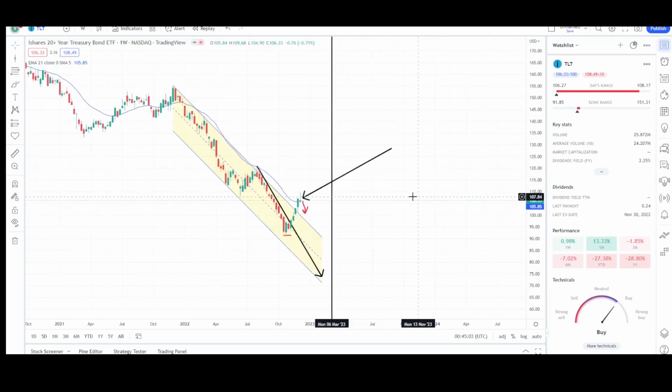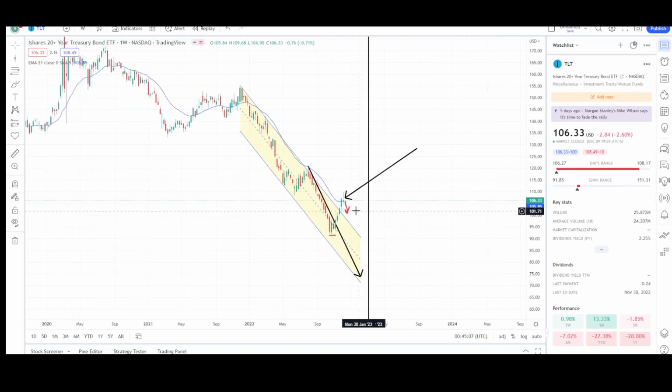And this target only holds as long as we don't break above the 120 level. So obviously, if we break above the 120 level, this target is invalidated.